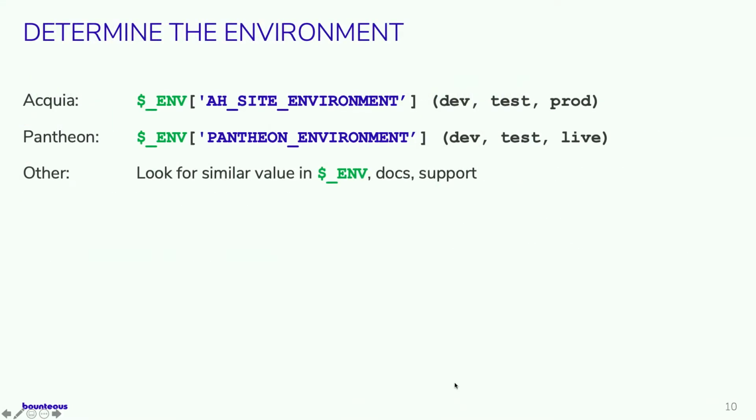So one of the first things that we need to do once we get the modules installed is we need Drupal to know what environment it is currently working on. Bounteous is a partner of Acquia, and so we use Acquia hosting for most of our Drupal sites. And Acquia has an environment variable called site environment, and it's going to be dev, test, or prod, depending on what environment the site is running on. So we can leverage into that.